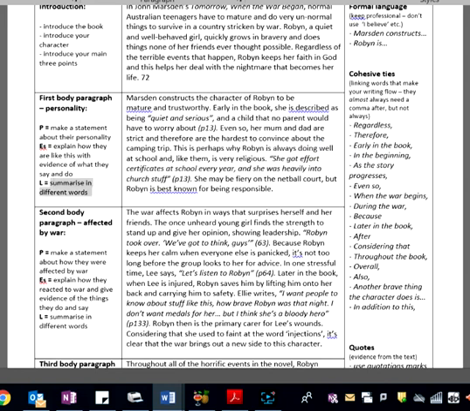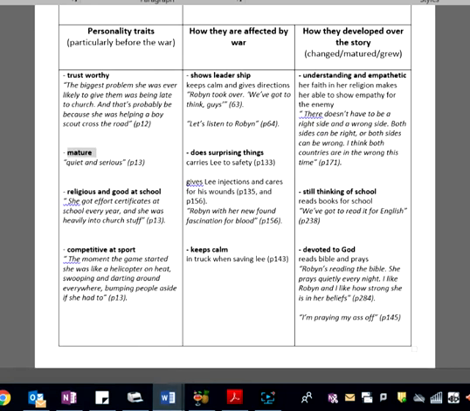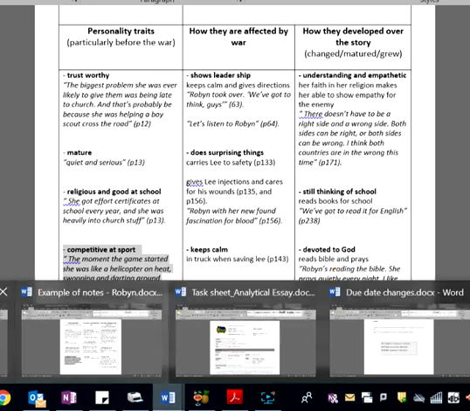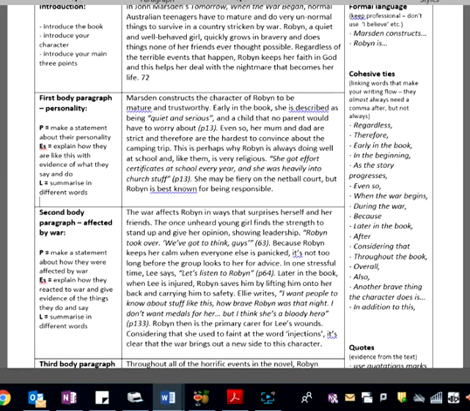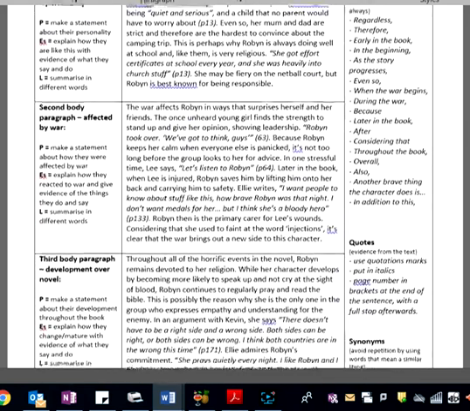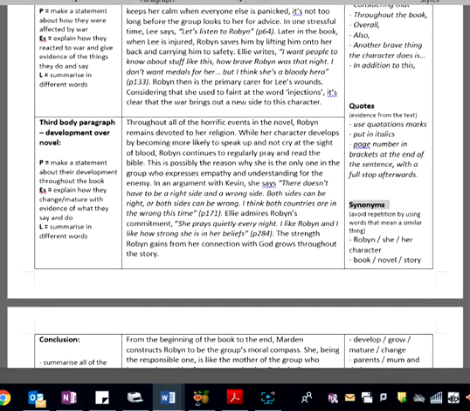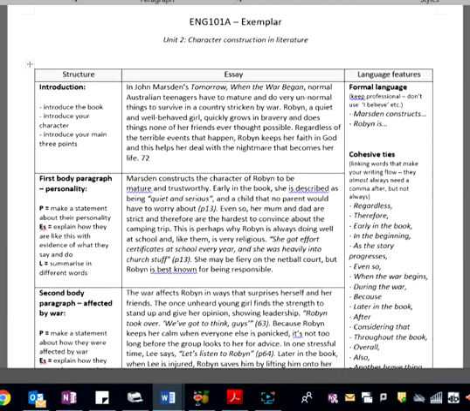Then I need to summarize in different words. Okay, she may be fiery on the netball court. And now I know this about Robin because I've taken these notes. Competitive at sport. Yes, we all know that about Robin. Remember, I read that to you in class. She may be fiery on the netball court, but Robin is best known for being responsible. Now, this is a good linking sentence because it's about her personality. Okay, she's responsible, but I haven't used the exact same words. So I haven't said mature and trustworthy again. I've used synonyms. Okay, that's paragraph number 1.